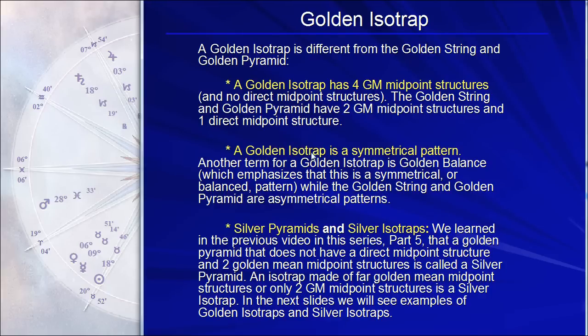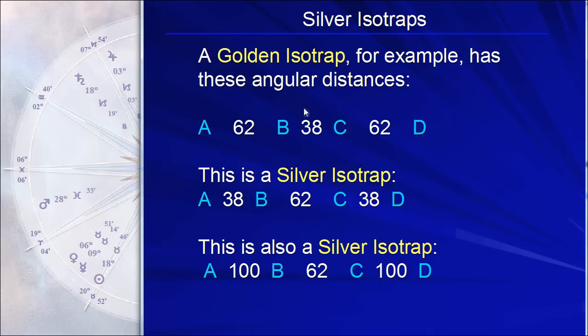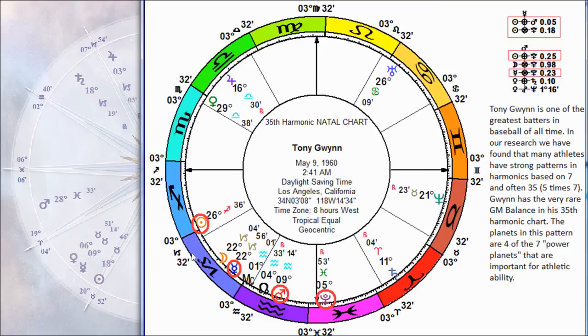So notice also that the Golden Isotrap is a symmetrical pattern. The golden string and golden pyramid have symmetries in them, the symmetry being the direct midpoint structure, but the whole overall pattern is not symmetrical. The Golden Isotrap is symmetrical. So to show you what I mean, this pattern, Sun, Mercury, Mars, Pluto, is symmetrical. There's a line of symmetry going right down the middle of both the Mercury-Mars midpoint and the Sun-Pluto midpoint.